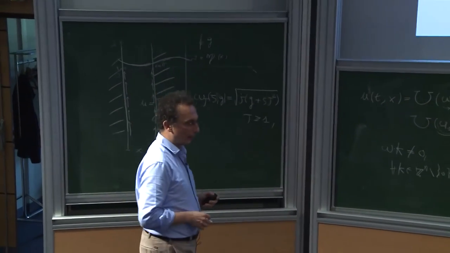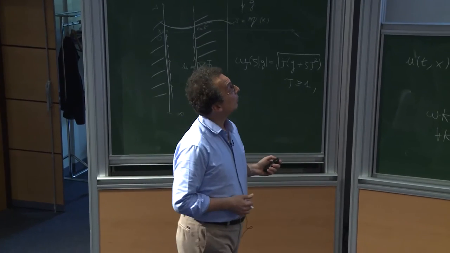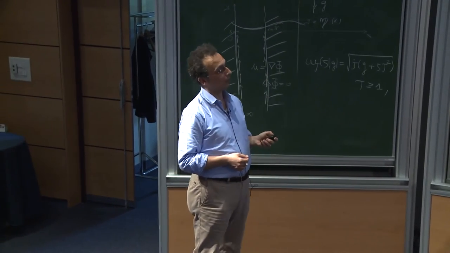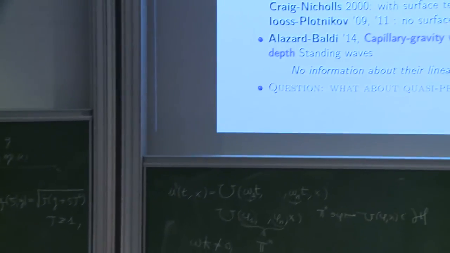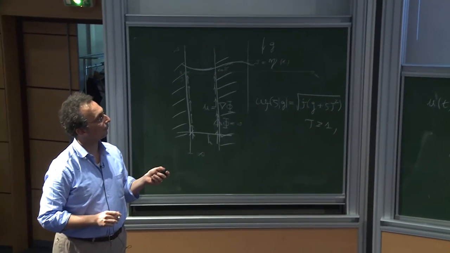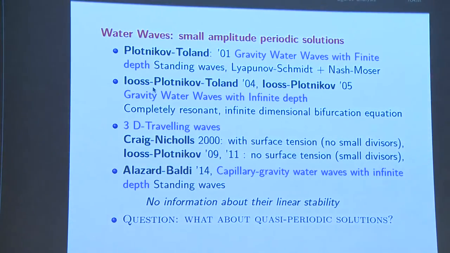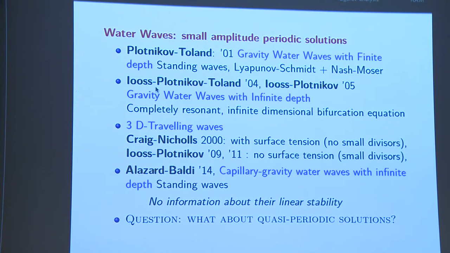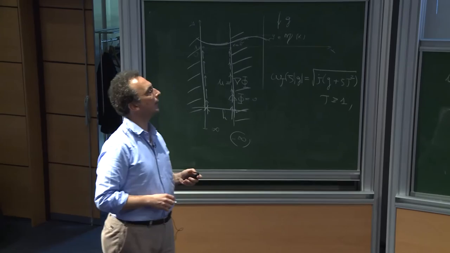Okay, so for water waves, there were already some known results of periodic solutions, starting from a series of remarkable works by Toland, Plotnikov, and Iooss, Plotnikov, Toland in different cases. The first work was always for standing waves, in the case of a finite fluid, and without capillarity, the first results proved the existence of periodic solutions in finite depth only under the action of gravity. And then Iooss, Plotnikov, Toland treated the more difficult case of infinite depth. In this case it is more difficult because there is a degeneracy in the kernel. And then still with only gravity.